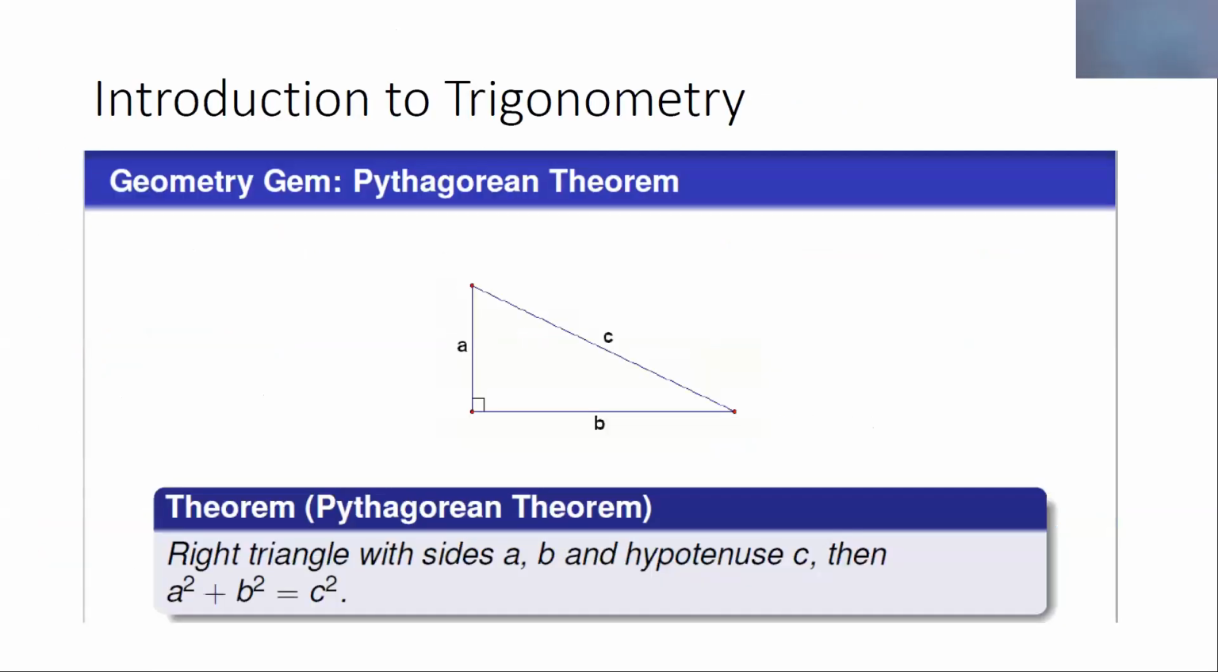So here is an introduction to trigonometry. The big thing we need is the Pythagorean theorem. If you have a right triangle and you have sides A and B and a hypotenuse of C, then you have A squared plus B squared is C squared. So have you seen this before? Okay, so we're skipping simple grades for you.